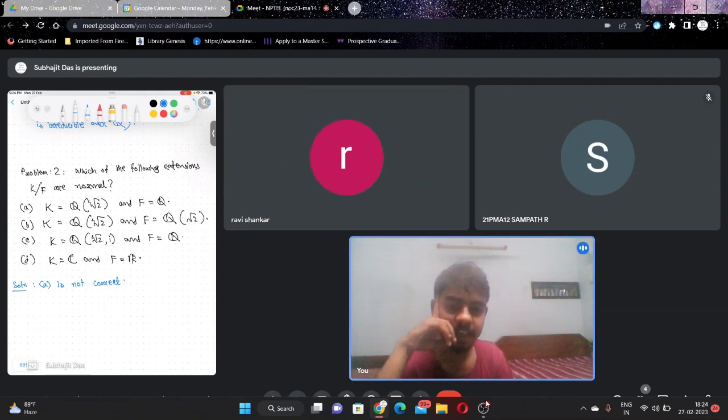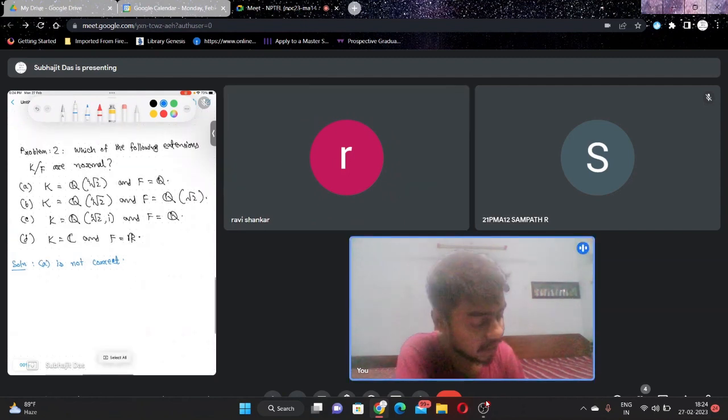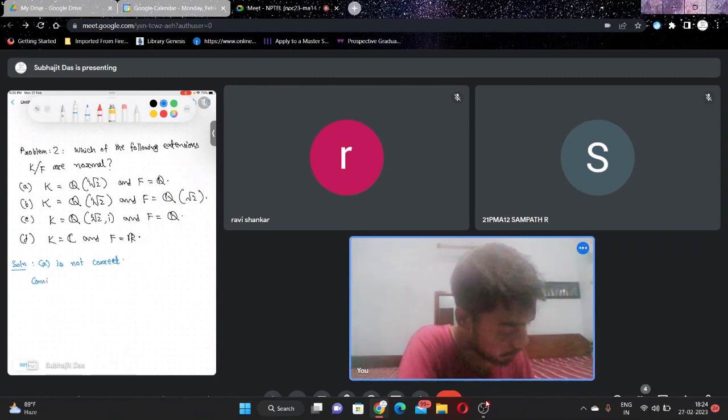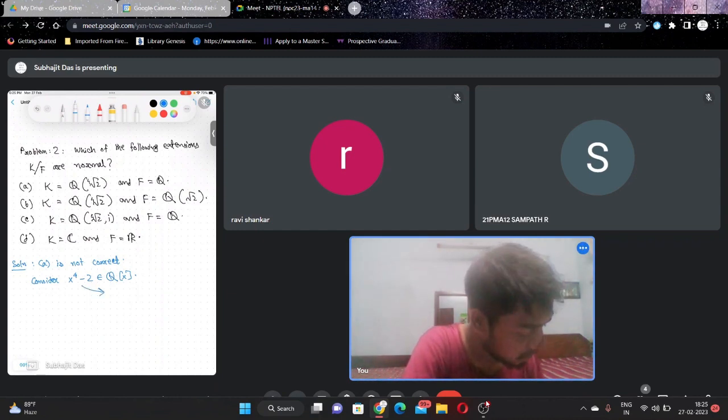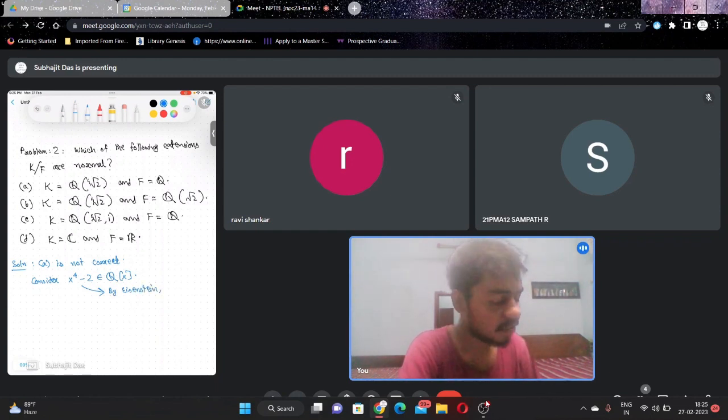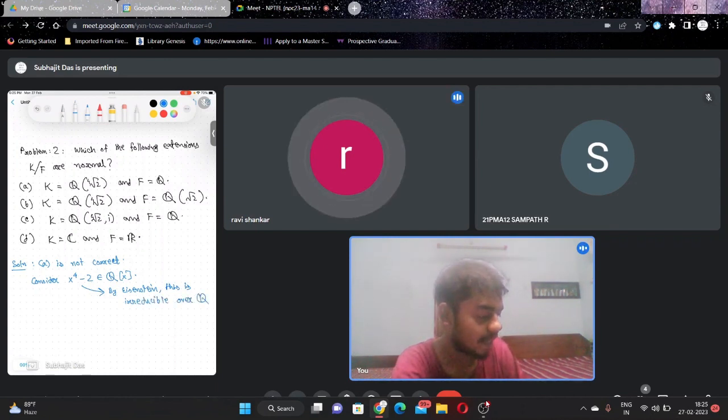Okay, let's just look at this particular polynomial. Consider x to the power 4 minus 2 in Q[x]. This is a perfectly well defined polynomial in Q[x], and by Eisenstein, we can say that this polynomial is irreducible over Q. Eisenstein does say that, right?